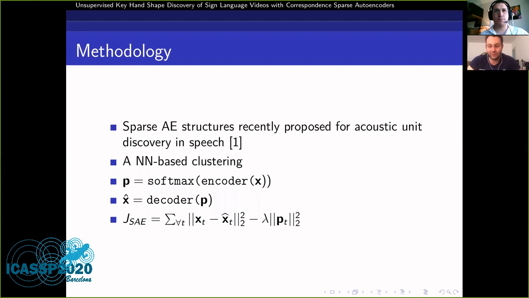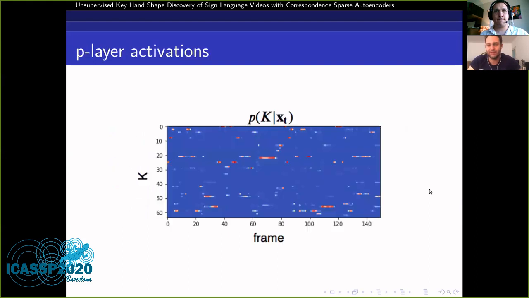In this study, we used two features as input X: histogram of oriented gradients, HOG, and ResNet-18 bottlenecks. This figure shows the P-layer activations right after the encoder. Each frame gives an estimate of the posterior probability distribution over the set of key handshapes given the input.